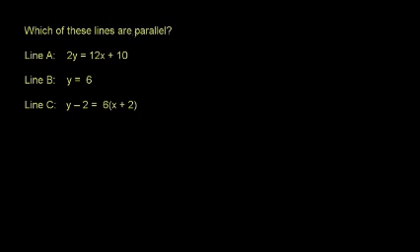Now, which of these lines are parallel? They give us three equations of three different lines. And if they're parallel, then they have to have the same slope. So all we have to do is figure out the slopes of each of these lines. And if any of them are equal, they're parallel. So let's do line A. Line A, it's 2y is equal to 12x plus 10.